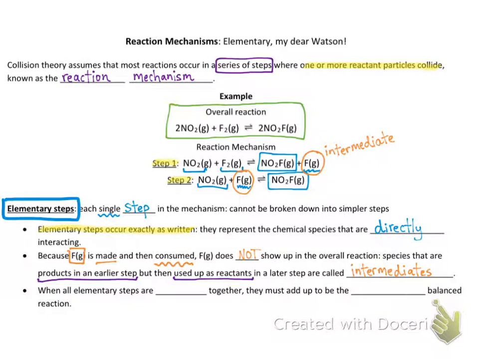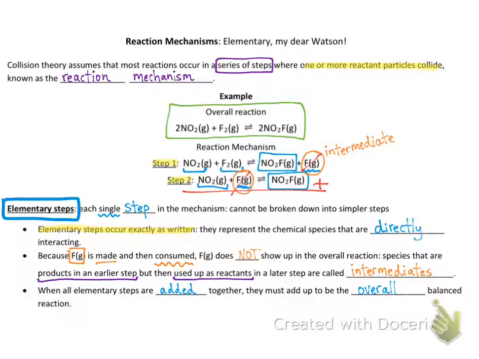Important caveat: when all elementary steps are added together, they have to add up to the overall balanced equation. Kind of like Hess's law. If you look at the example up above, you'll notice that if you are adding these two steps together, the F is a reactant and a product, so it's gone, and that leaves us with two NO2s, and then two NO2Fs, and of course the one F2. So I made it really messy, but both steps do add up to produce the overall reaction.